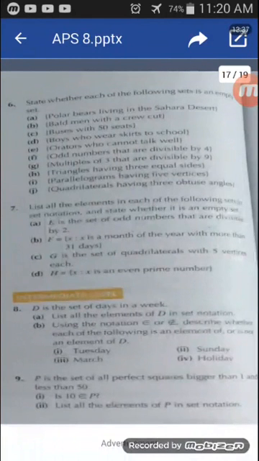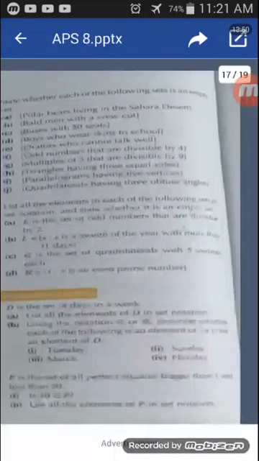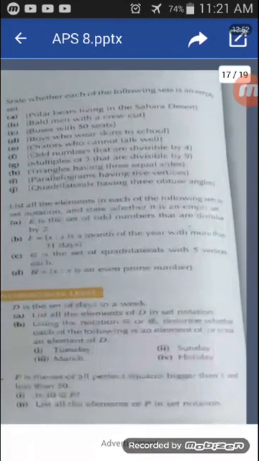Question number 7 is, list all the elements in each of the following sets in set notation. You just write it as a set notation. Question number 8 is, D is the set of days in a week. Write it as a set notation. Question number 9 is, P is the set of all the perfect squares bigger than 1 and less than 50, meaning 1 and 50 are not included.